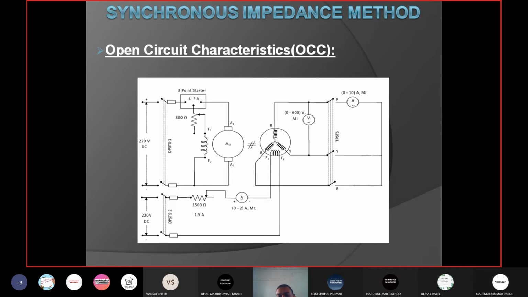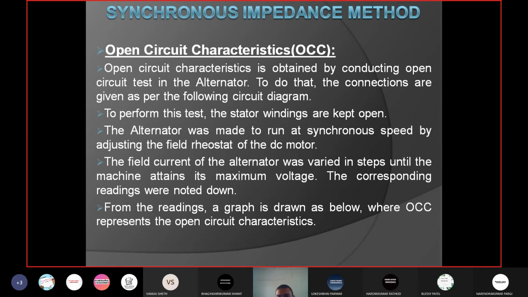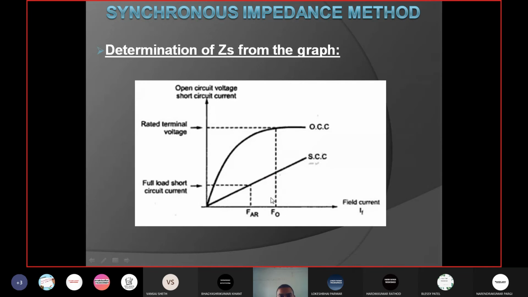Now we have the field current and ISC, the short circuit current. With these two, we take the field current on the x-axis and the short circuit current on the y-axis, and if we draw the characteristic, it looks like a straight line. This is known as the short circuit characteristics, the relationship between field current and short circuit current, whereas the open circuit characteristics is the relationship between field current and open circuit voltage.